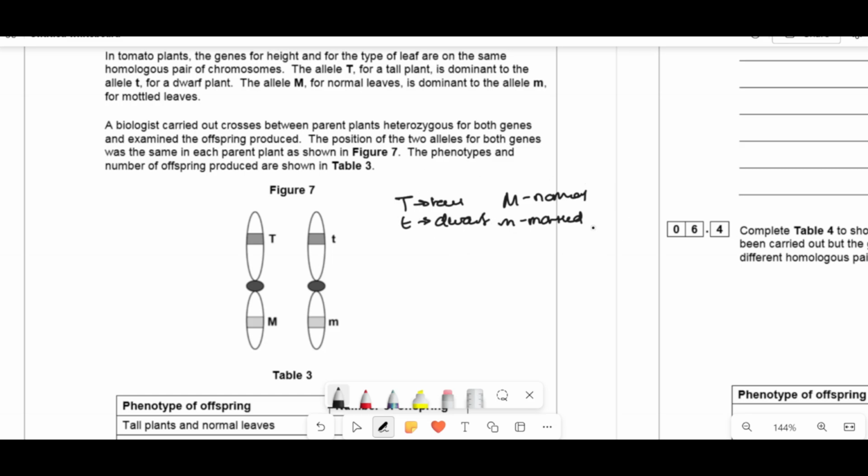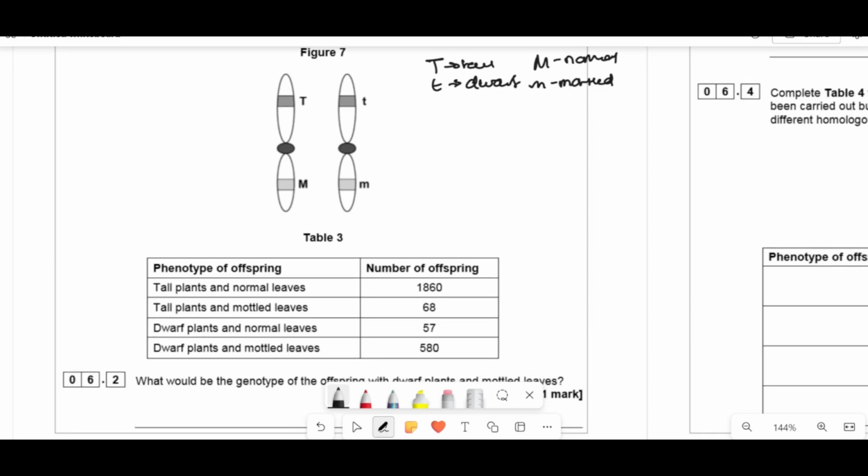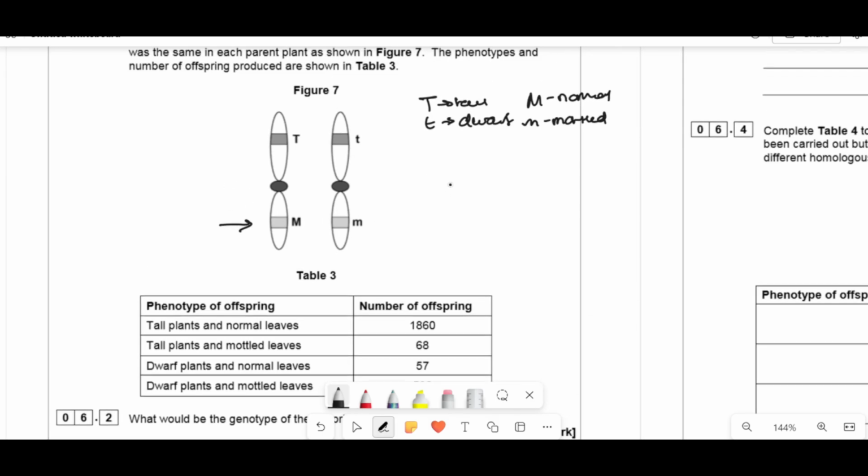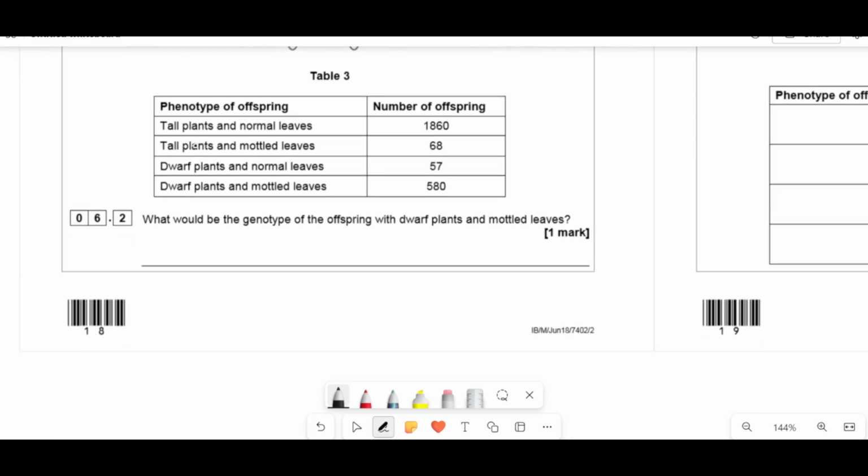So then it says a biologist carried out crosses between parent plants that are heterozygous for both genes and examined the offspring produced. The position of the two alleles for both genes within each parent is shown in this figure. The phenotypes and the number of offspring produced are shown in this table. So here we can see that the gene is found at this locus on this chromosome, and these are the two alleles, and this is the gene for the leaves, with these two alleles at the same locus here. The phenotypes of the offspring are tall plants with normal leaves, tall plants with mottled leaves, dwarf plants with normal leaves, and dwarf plants with mottled leaves. We've got mainly more of these and more of these, fine.